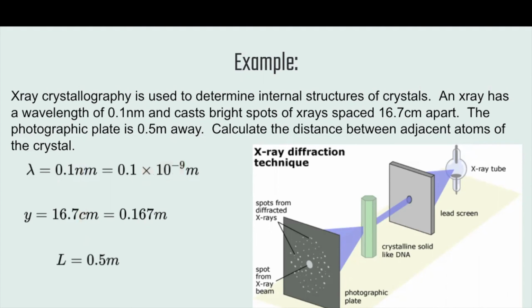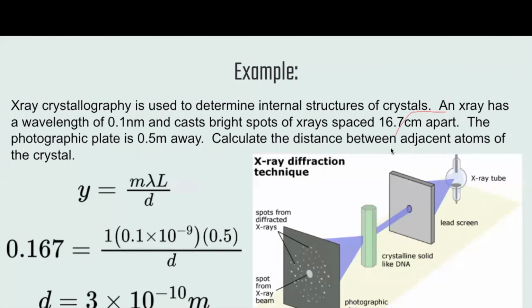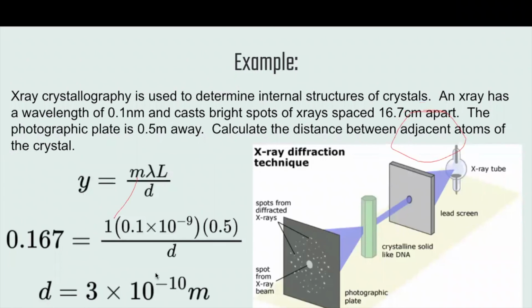Finally, I grab that equation. So Y, that's the spacing between the bright spots, was my 16.7 centimeters. I take my lambda, that's the wavelength of the X-ray, and L, the distance to the screen. Since I want adjacent bright spots, the ones that are exactly next to each other, that's why I chose m equals 1. Finally, I use that to solve for d. D ends up being 3 times 10 to the negative 10th meters.